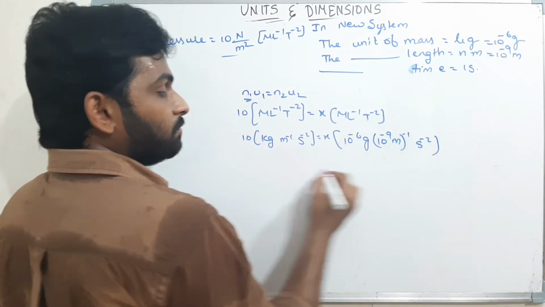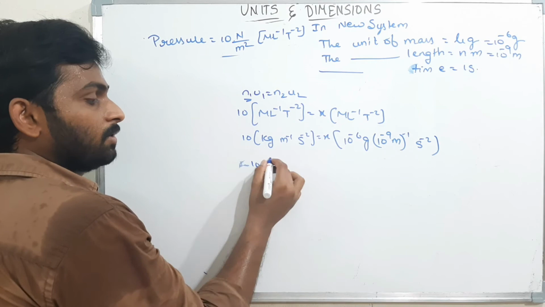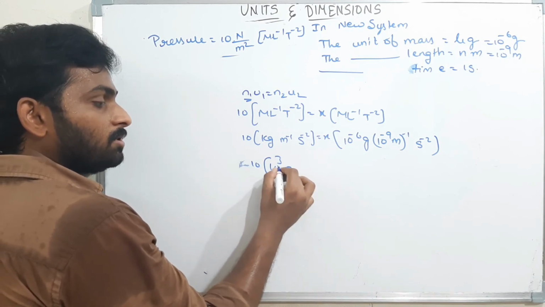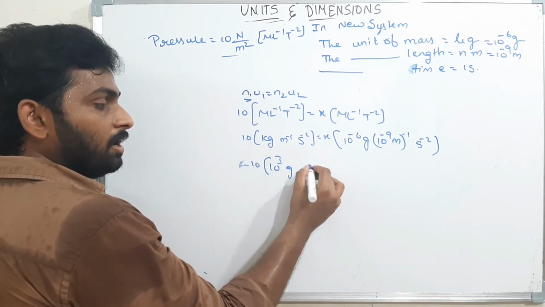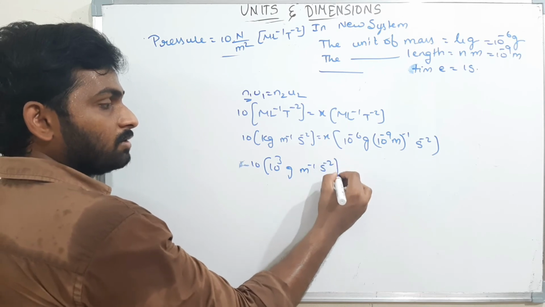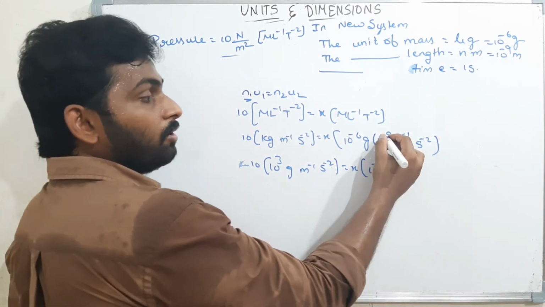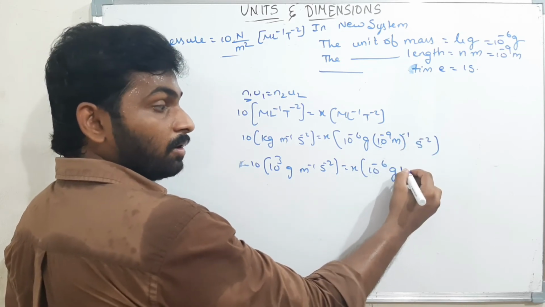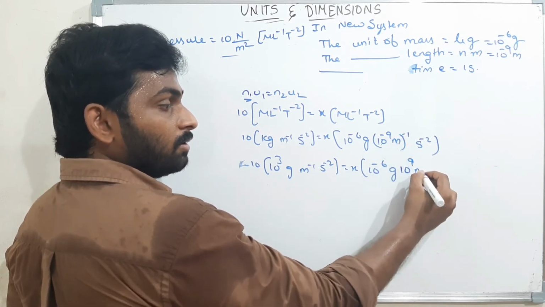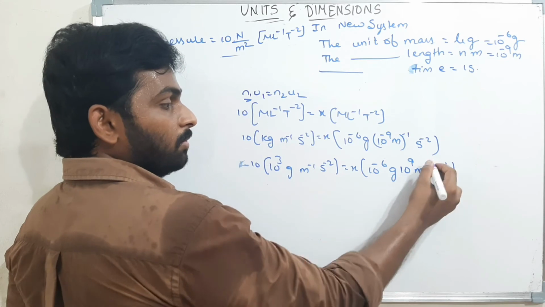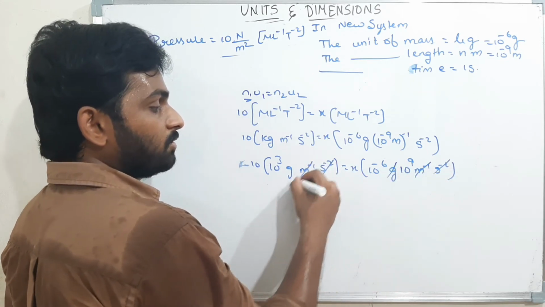Therefore, convert into grams: 10 power 3 grams. Meter inverse, leave it like this. Second inverse, second square, leave it like this. Is equal to x into 10 power minus 6 grams. 10 power minus 9 into minus 1 is 10 power 9. Meter minus 1, s minus 2 grams is cancelled.